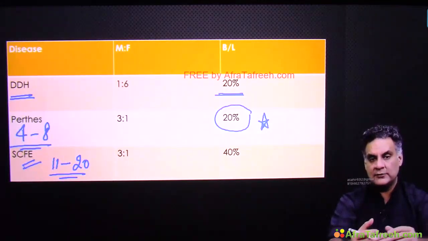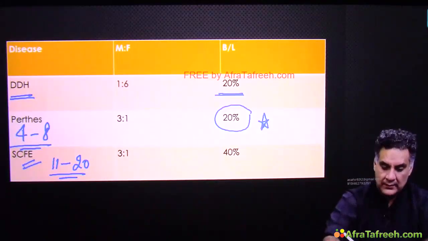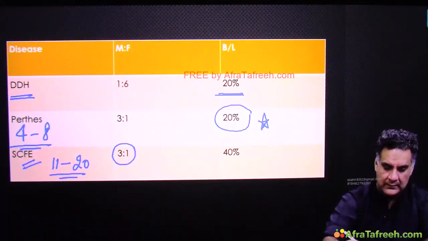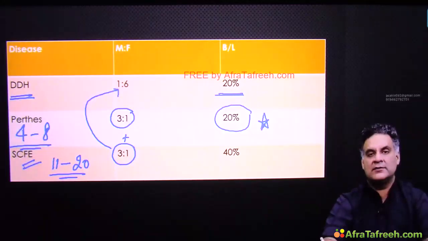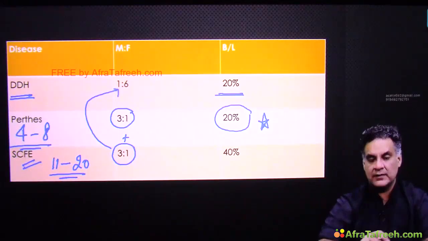When I look at the male to female ratio, slipped capital femoral epiphysis is more common in males, Perthes more common in males. You add them, go in the reverse order, down to up. 1:6 for DDH, more common in females.